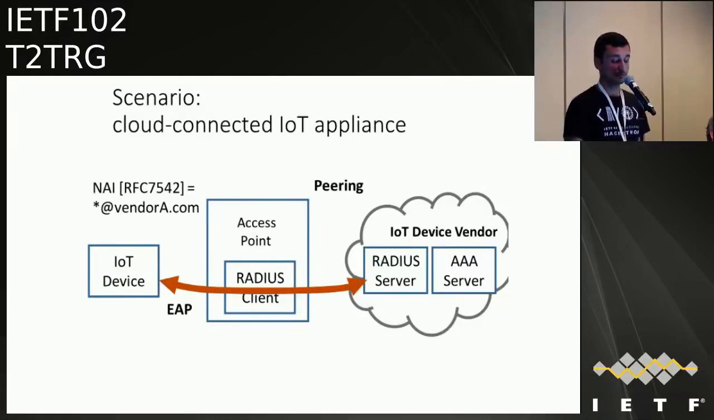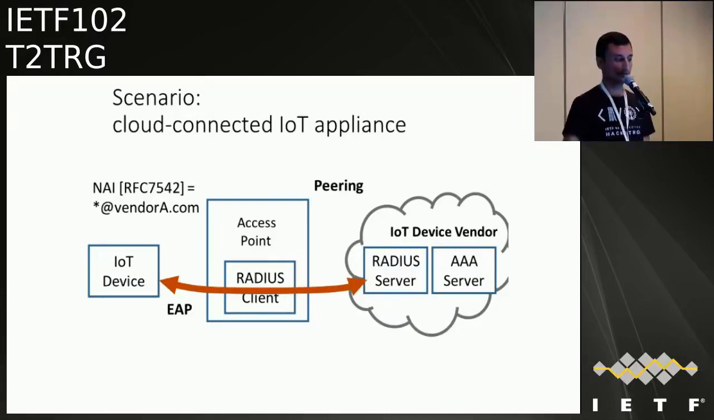So for those of you who are familiar with EAP and network access identifier and RADIUS peering, what I would do is a peering between the access point and the device vendor. Basically, any authentication requests that come from vendor A will go to that vendor. That vendor would authenticate using several EAP request-response messages and then enable internet access for this device.